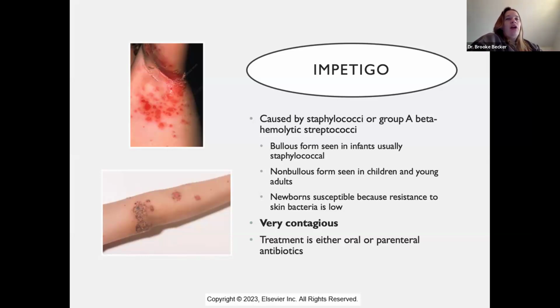And usually they're going to get topical antibiotics, but for something this significant that's in multiple areas, where you'd have to use almost an entire tube of the topical medicine, you will do oral medication. And if the oral medication isn't helping and they have a fever and they are seeming pretty sick, then they'll get IV or parenteral antibiotics.